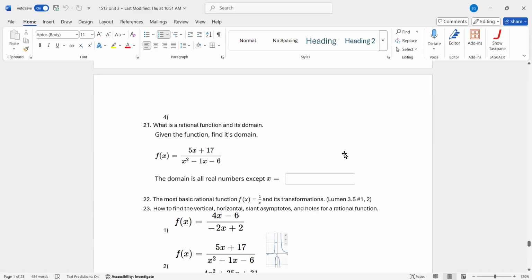Okay, awesome. Thank you. Today we are going to cover section 3.5. Section 3.5 talks about rational functions. So we're gonna look at the definition of a rational function, the domain of a rational function, and the graph of a rational function. So that's the focus of today.